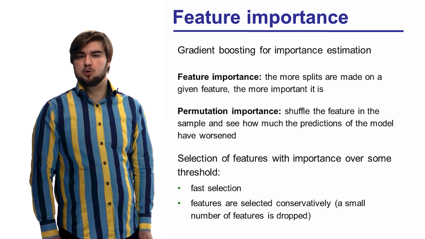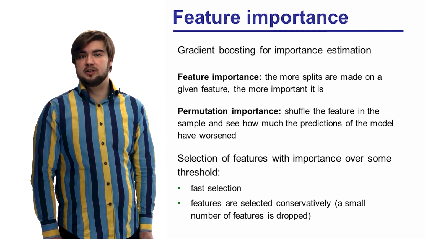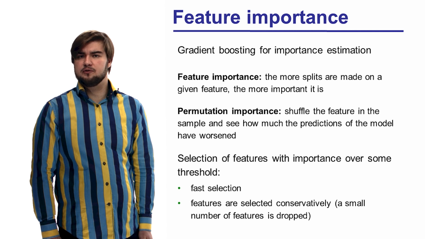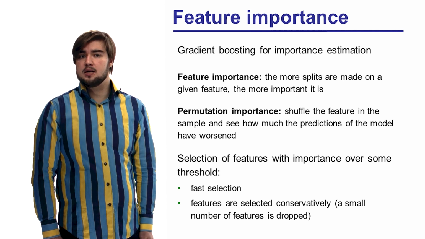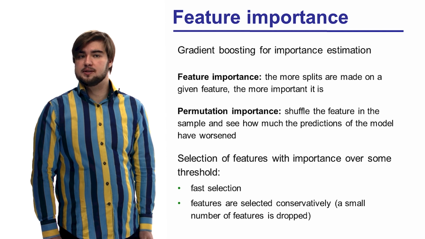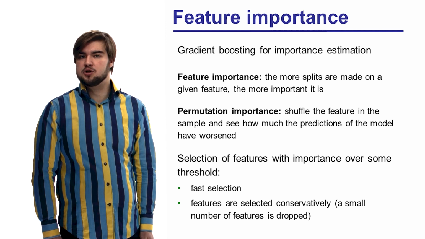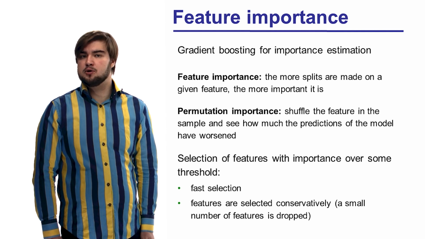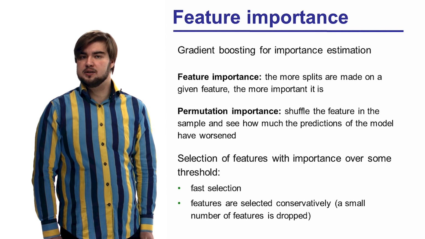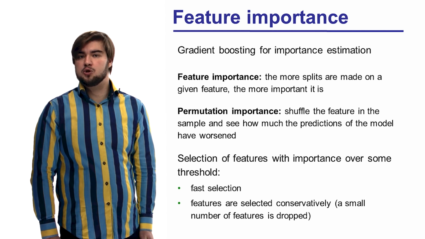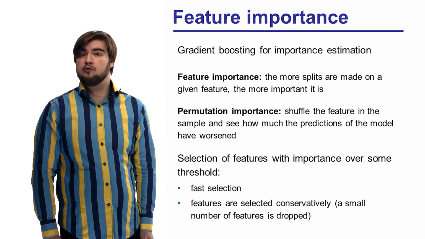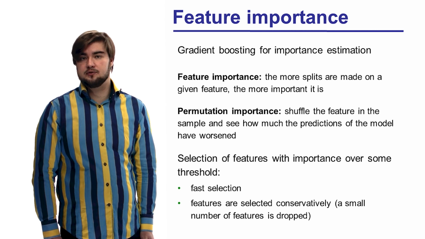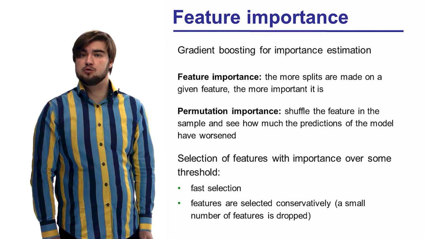There are two available approaches: feature importance and permutation importance. The former utilizes the following idea: the more splits are made on a given feature, the more important it is. The latter proposes to shuffle each feature in the sample and see how much the predictions of the model have worsened because of this permutation. Both approaches preserve the features with an importance over some threshold. This threshold equals 0 by default, so we take only those features which do not deteriorate our model. Overall, the selection is fast and conservative, meaning that only a small share of features is dropped.